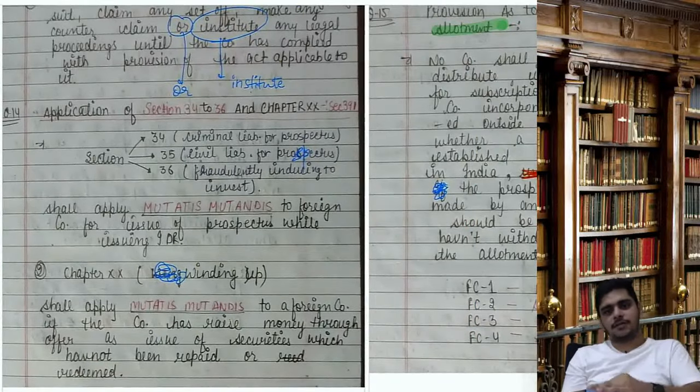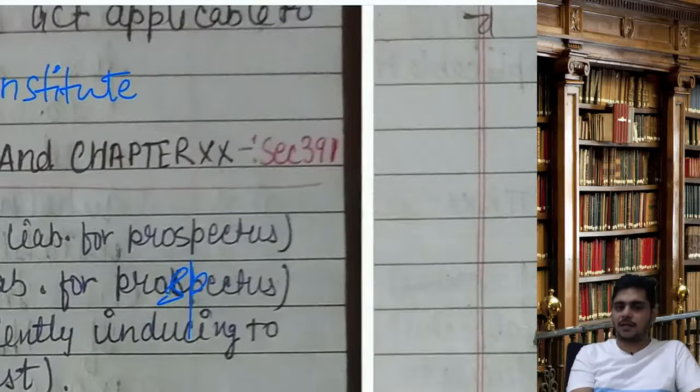Sections 34, 35, 36 plus Chapter 20, that is winding up, shall apply mutatis mutandis to a foreign company. This is Section 391 of the Companies Act.